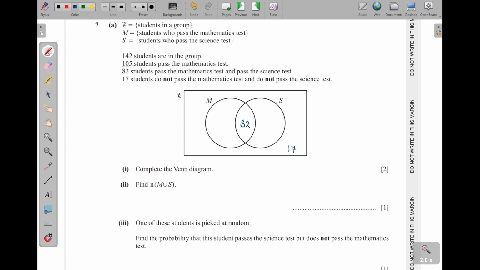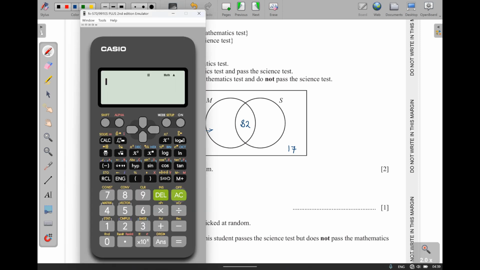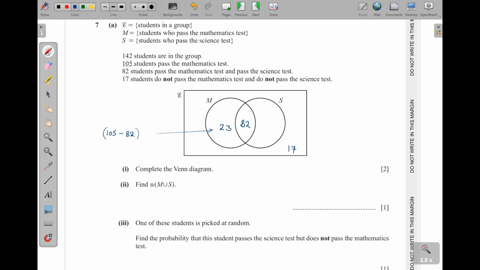Now, for us to get what is here, we shall get the total, which is 105 for those who pass mathematics, minus those who pass both. Okay. So putting this in the calculator, 105 minus 82, that one will give us 23. So we shall have 23 here.